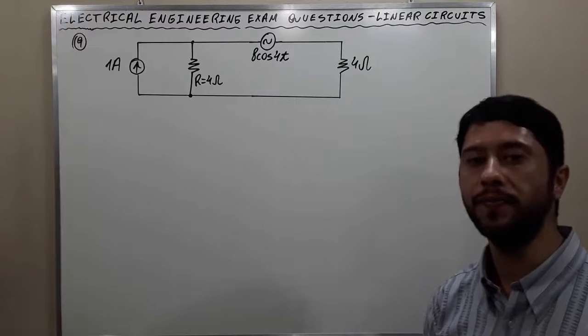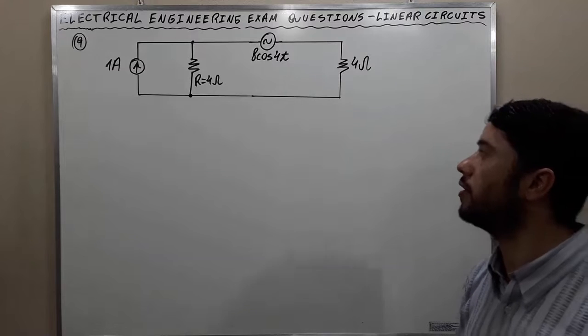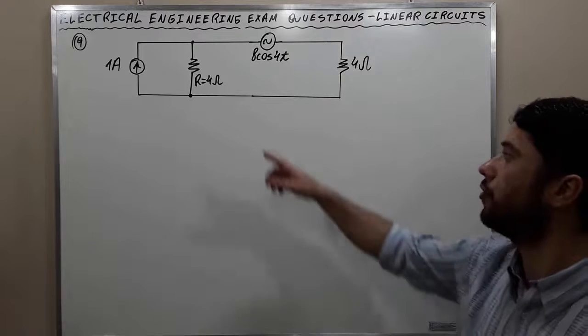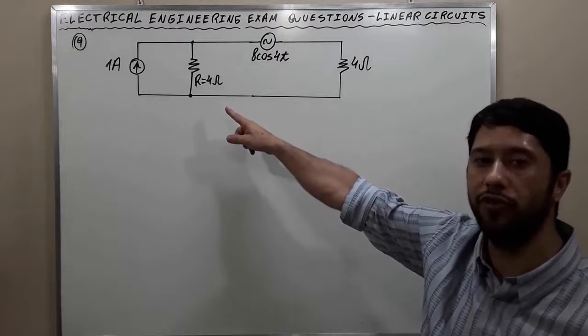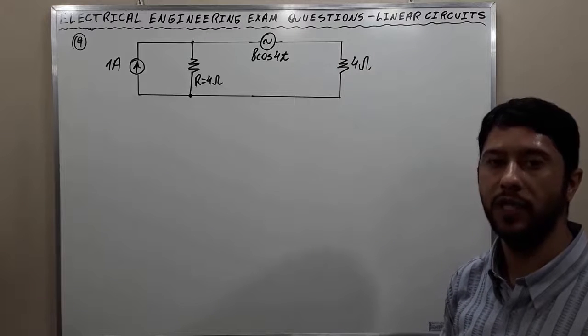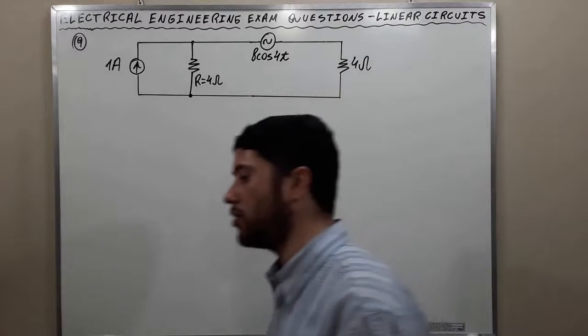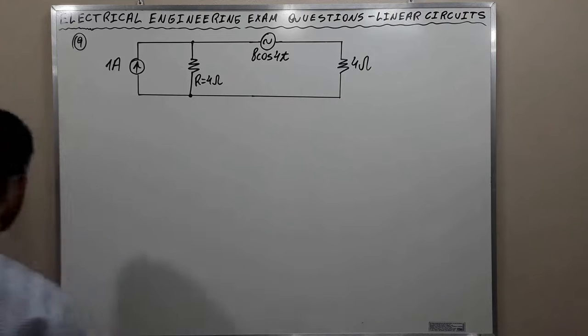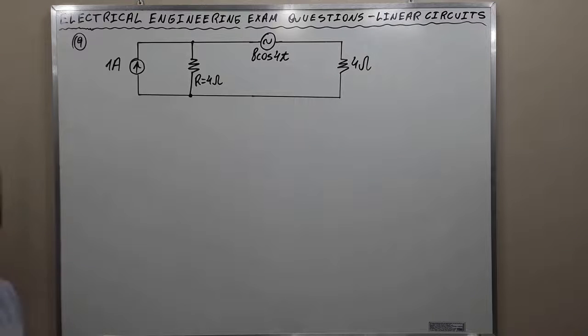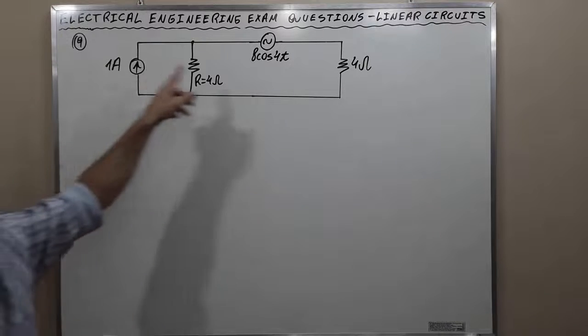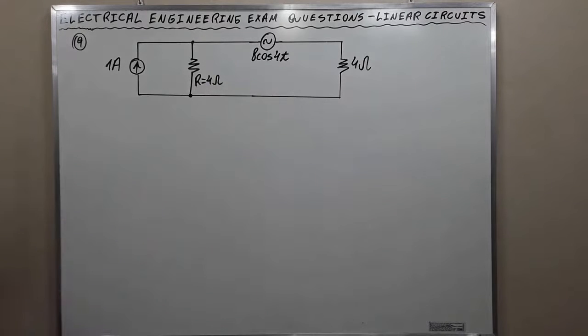Question number 9. For the circuit of the figure, calculate the average power consumed by the resistor R. Okay, my friends, this is the question. Let's go to the solution. How do we calculate the average power consumed by the resistor? We're going to apply superposition. Why is superposition necessary? Because the frequencies of the sources are different.